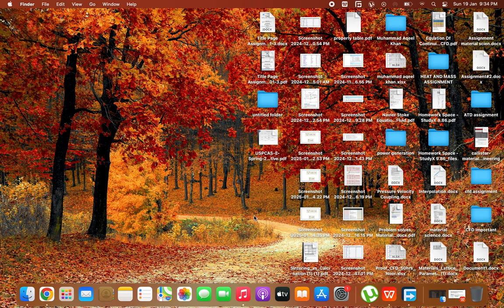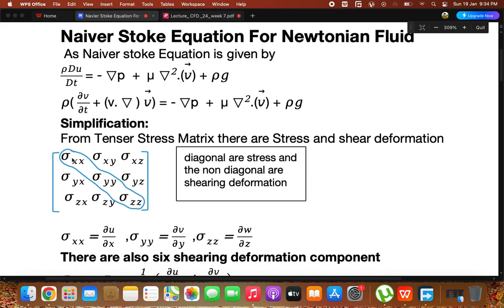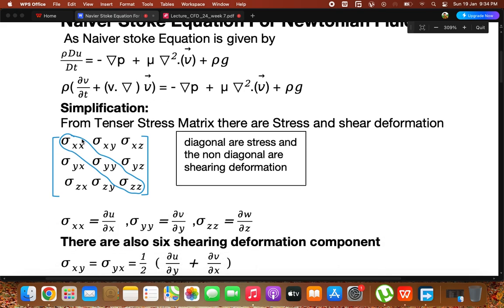Solve the Navier-Stokes equation for Newtonian fluid. Let's get started with the video. This is the final form of the Navier-Stokes equation. We can also write it as, and see how we can solve it plus simplification.